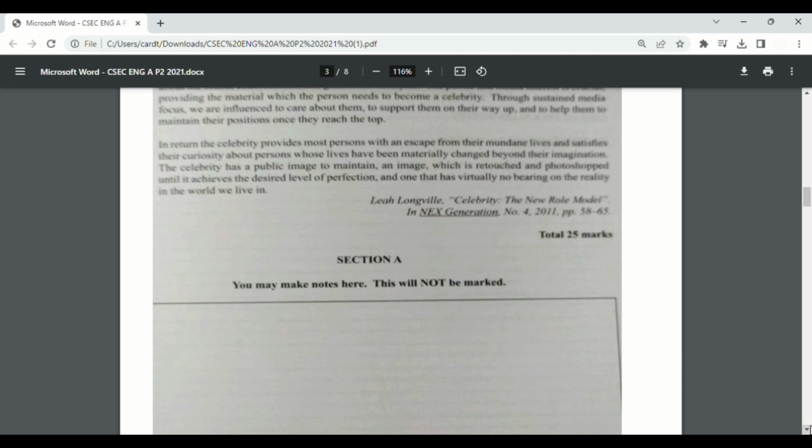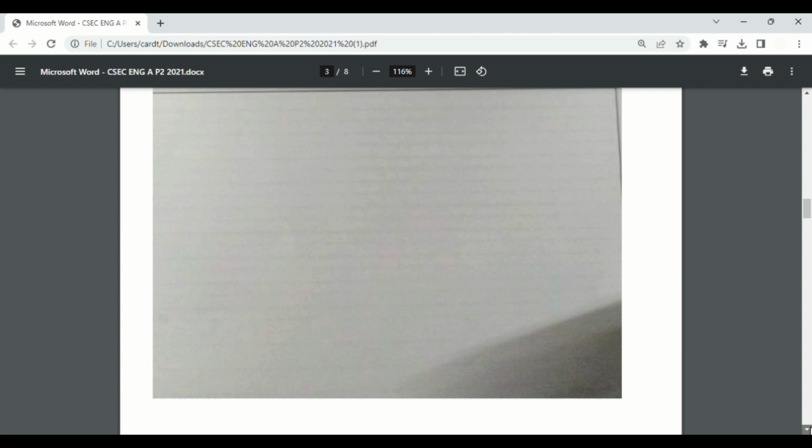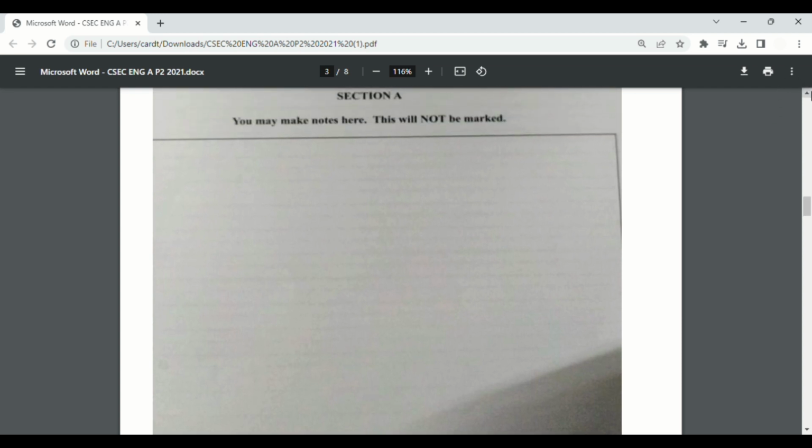Now, right here it says Section A: you may make notes here. This will not be marked. So this is where you can do your planning. You can plan out what you're going to write. You can read it and say, oh, I understand, this is the main point, I can see what I want. You can just jot down these five things that make sense to me, this is what it's about. You can make notes there, right?